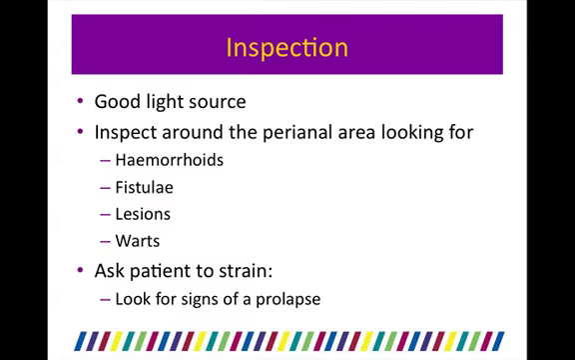Inspect around the perianal area and explain to the examiner that you're looking for things such as hemorrhoids, fistulas, lesions, warts, and the general cleanliness of the area itself. Ask the patient to strain or bear down, and explain to the examiner that you are looking for any signs of a prolapse, where you would expect the pink mucosa to start showing through.